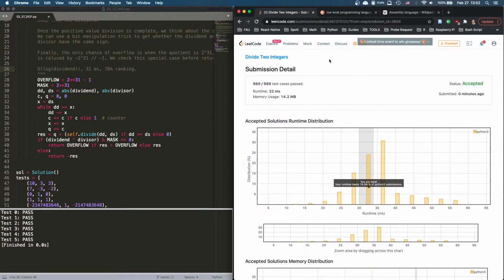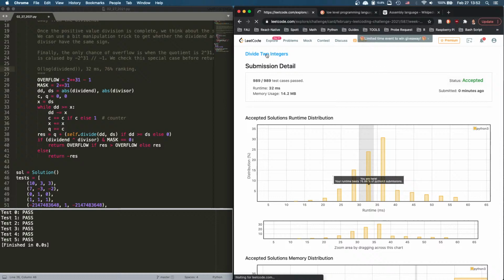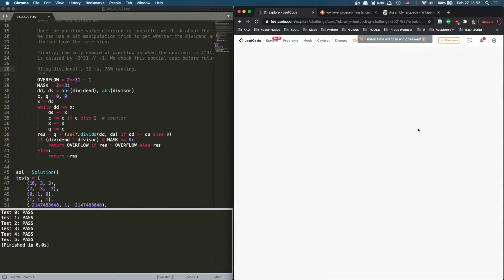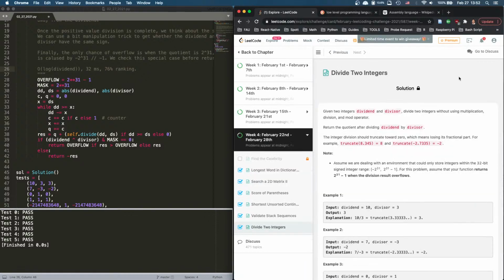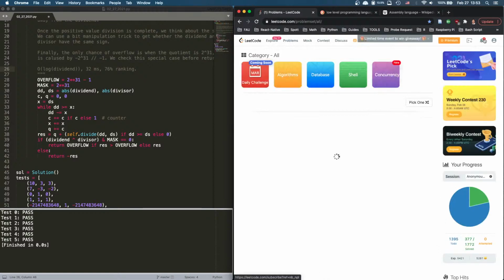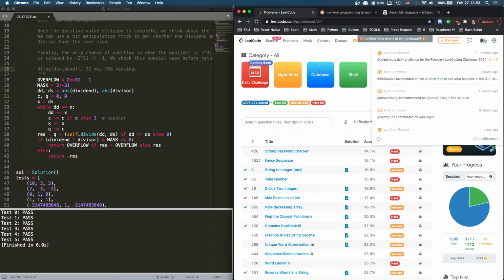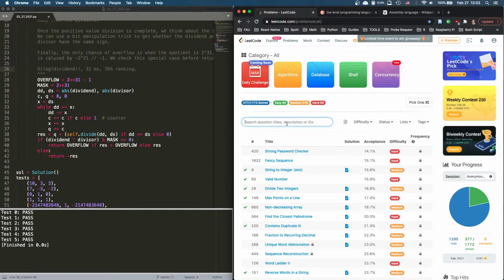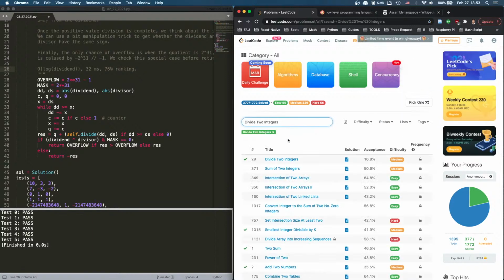Alright, let's go back to the question and see what the other better looking solutions are. I think the solution shall be about the same. I don't really see any better ones in terms of the runtime. I think this is the standard runtime for this. So we're going to just take a look.